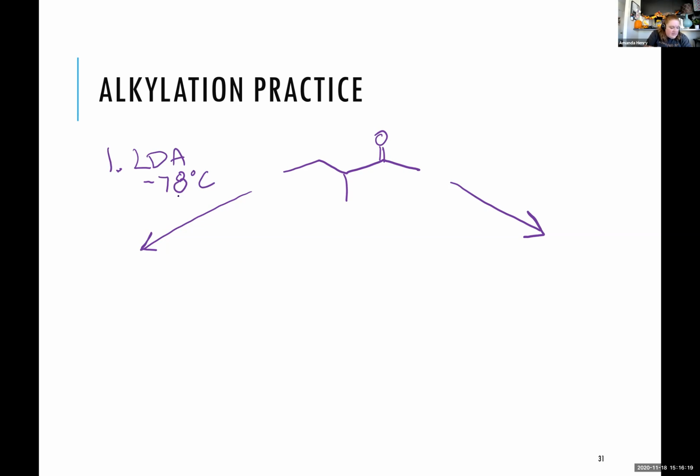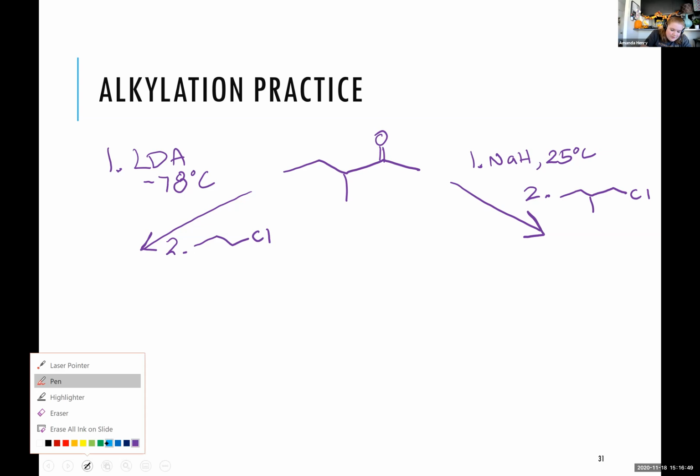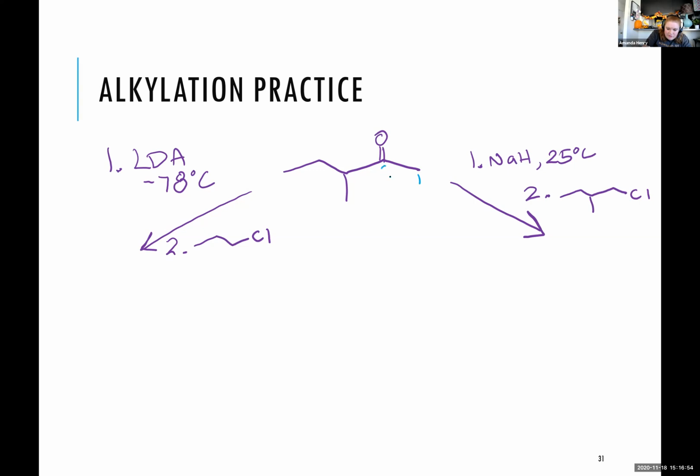So LDA, negative 78 degrees Celsius. And here's our alkyl halide. And then on the other side, we're going to do sodium hydride, 25 Celsius. And there's our alkyl halide. And so we want to see what each of the products are. I'm going to number my ketone. And I'm actually going to number it all the way across.